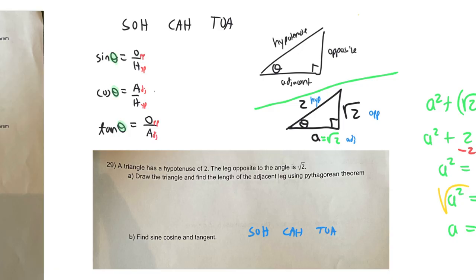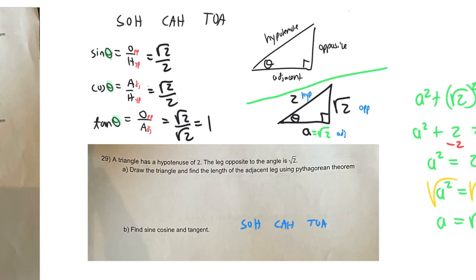Opposite over adjacent is radical 2. Opposite over hypotenuse, rather, is radical 2 over 2. That cannot be simplified. Adjacent over hypotenuse, also radical 2 over 2. And then finally, opposite over adjacent is radical 2 over radical 2. Now, for my student watching, anytime you have a number divided by itself, that's literally just 1. So that's 1.